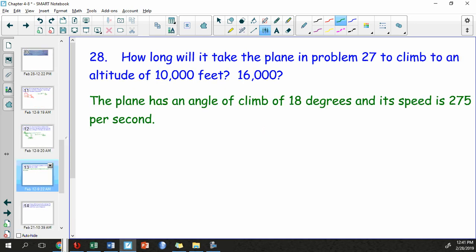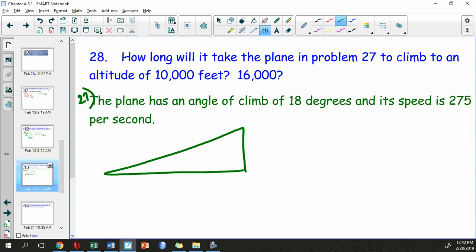How long will it take for the plane in problem 27 to climb an altitude of 10,000 feet? Okay, think about this a moment. How many of you have been on a plane before? You're on the runway, yes? And you are sitting there, and next thing you know, you just start taking off. You have the runway here, correct? And then you start to go slowly into the air. Would you agree? The angle at which you are slowly going into the air is at what degree? Well, if we read number 27, it says that the angle of climb is 18 degrees. Inside is the 18 degrees.